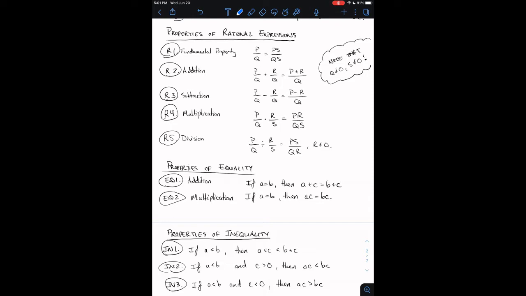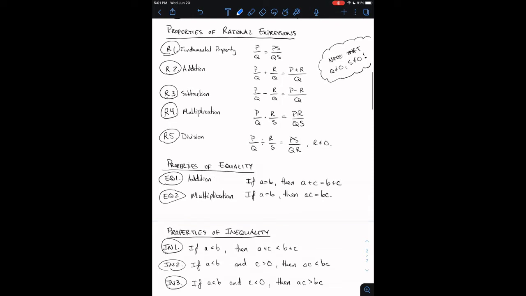Addition. If we add two fractions together, notice that the top two numbers just add and the bottom stays the same, but it's required that the bottom, the denominator, is the same for each fraction. So that means in order to add fractions, we have to have the same denominator. And then subtraction is the same. We can think of subtraction as addition of a negative, and that's why it looks very similar.